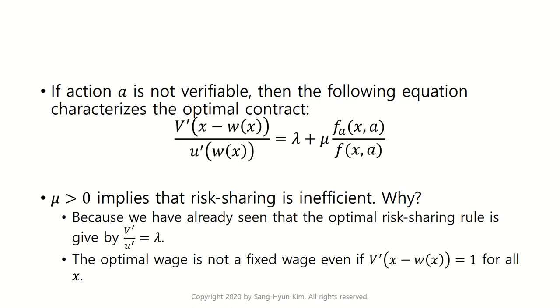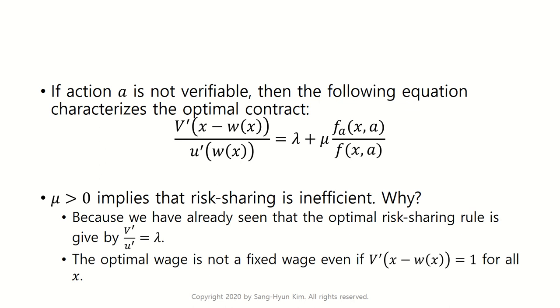Why? Because we have already seen the optimal risk sharing rule is given by v prime over u prime equals lambda. This will be the same as the optimal sharing rule we derived in the full information benchmark case only if mu is 0. Only then will this equation be the same as the equation that we derived in the full information benchmark.